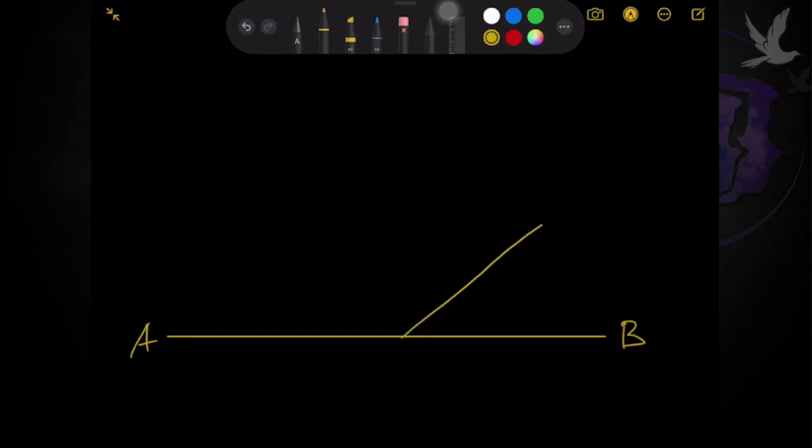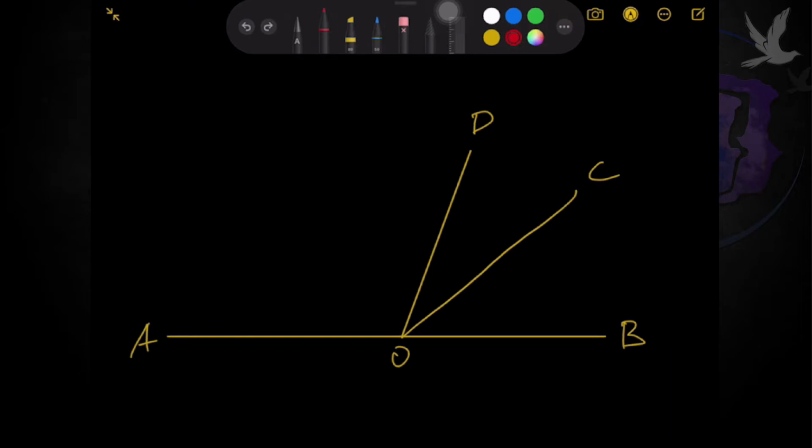Let's say you have point C over here, and you have point D over here. Okay, so vertex natin is still O. So if you notice, we now have 3 angles. We have 1, 2, 3. So 3 angles tayo meron ngayon.